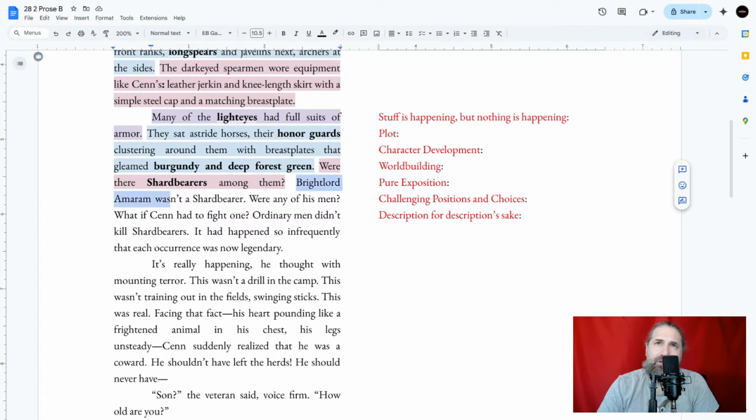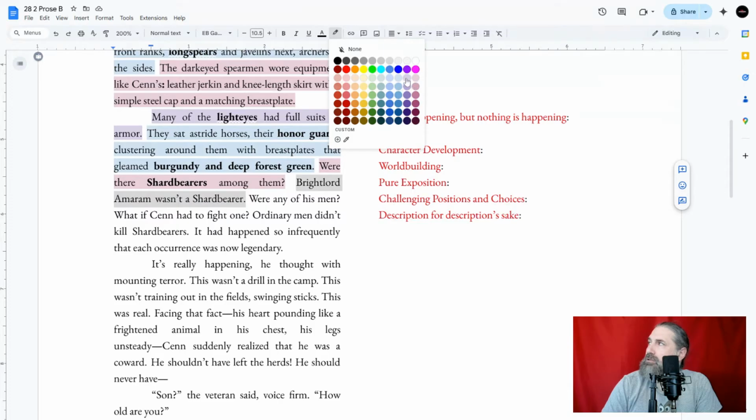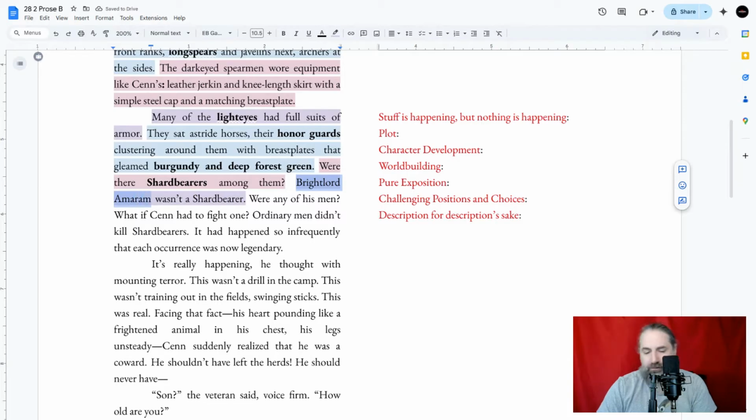Amara wasn't a shard bearer. Okay. So Bright Lord, world building. Oh, we already have shard bearer. This is plot, character, and world building. Do you see how a sentence could have all three? It could have plot, character, and world building, but sometimes it only has character and world building, or character and plot, or sometimes it's just plot, or sometimes it's just world building. But the most important element here is that it's all through the POV of someone.